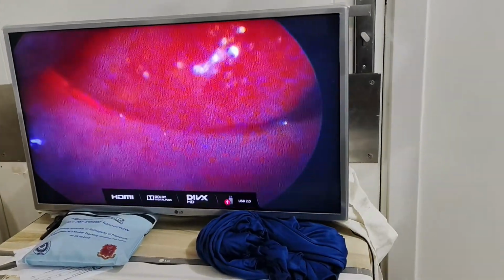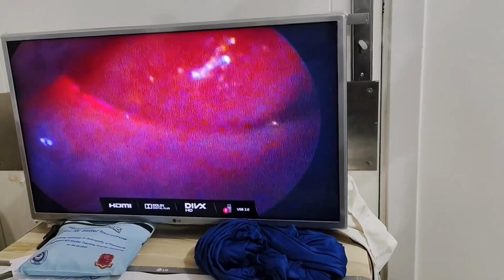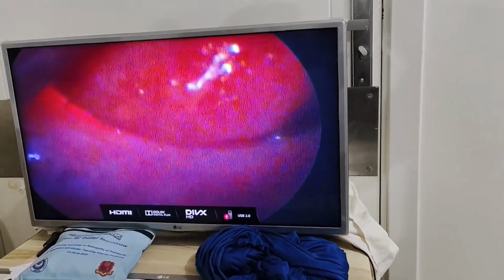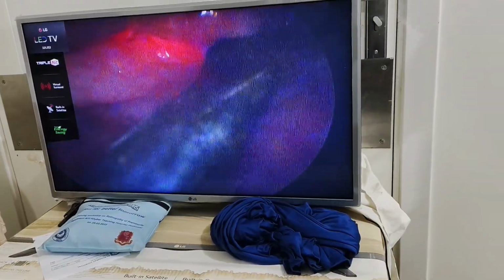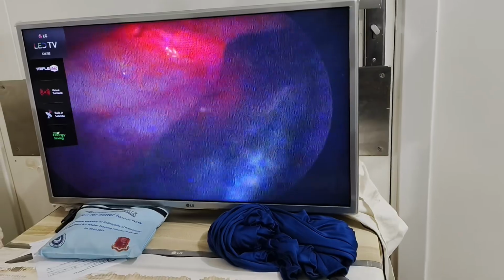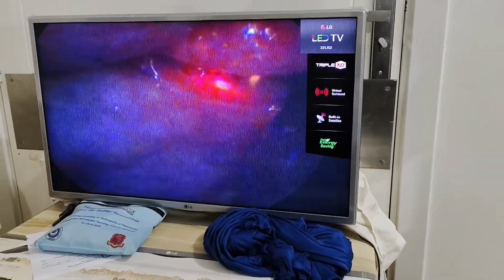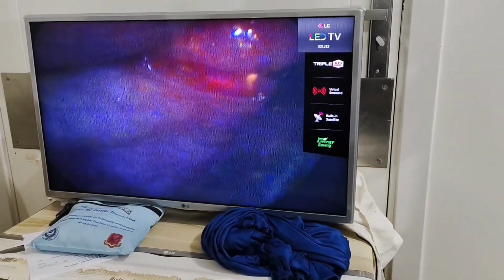In some cases, the middle turbinate is big and hides the probe light as it is visible in this case. In such case, the turbinate is elevated by using a round and blunt periosteum elevator and communication is made under it.